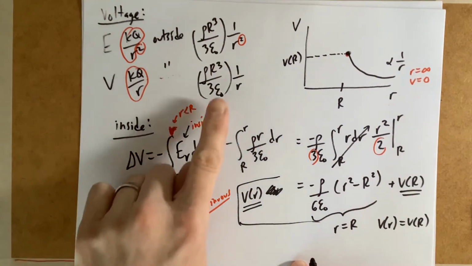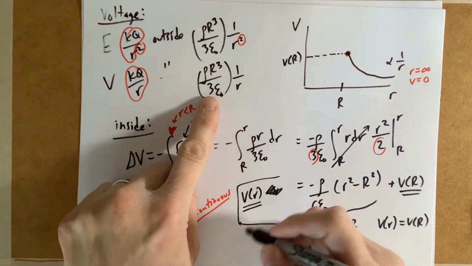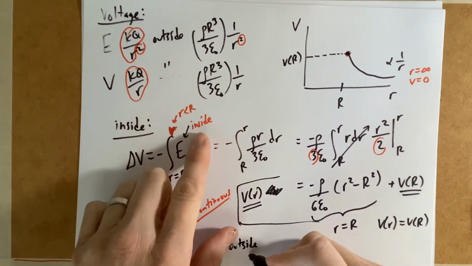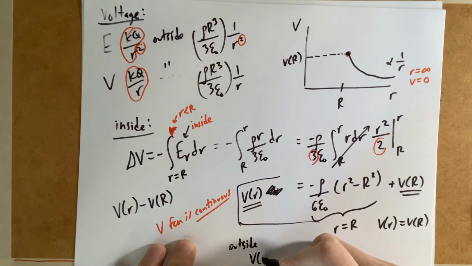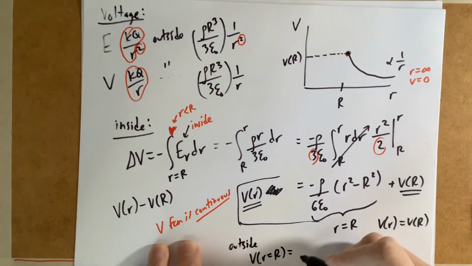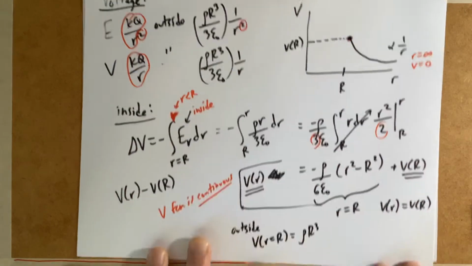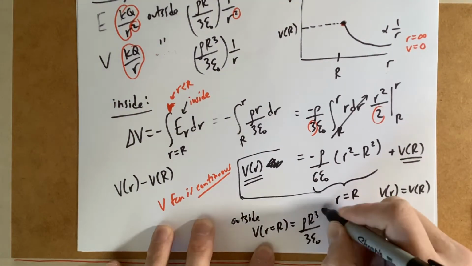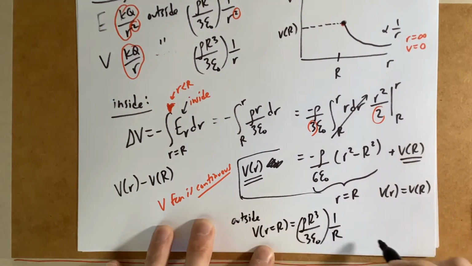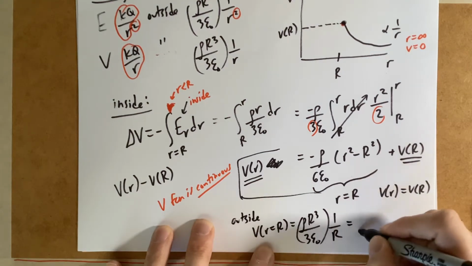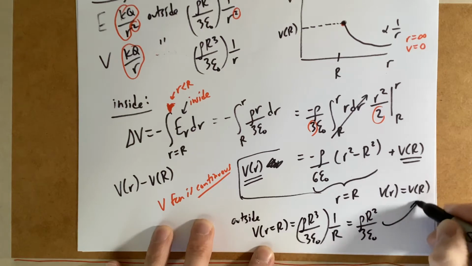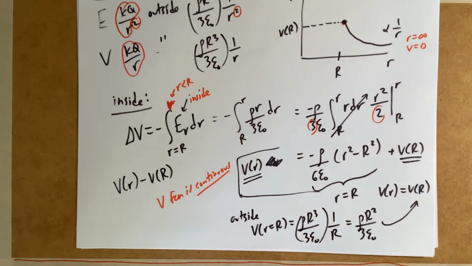So let's go ahead and put it in. We have the voltage function on the outside. So the outside function tells us that the voltage at the surface should be rho big R cubed over 3 epsilon naught, using this function right here, and I evaluate that at big R, and we get some cancellation here. That's rho big R squared over 3 epsilon naught. That is the value that we want to use.